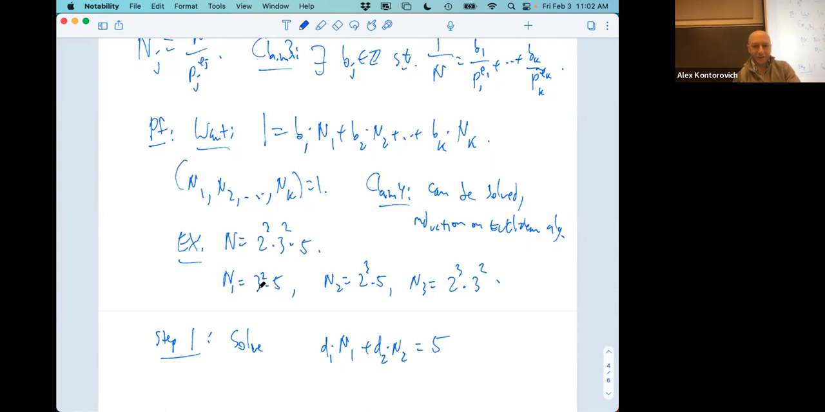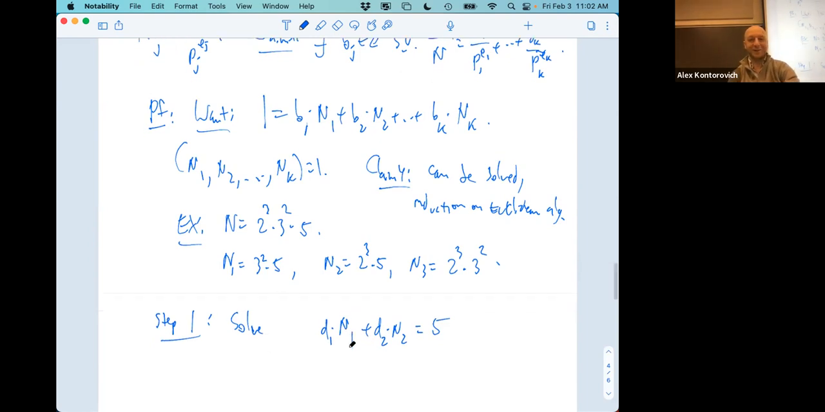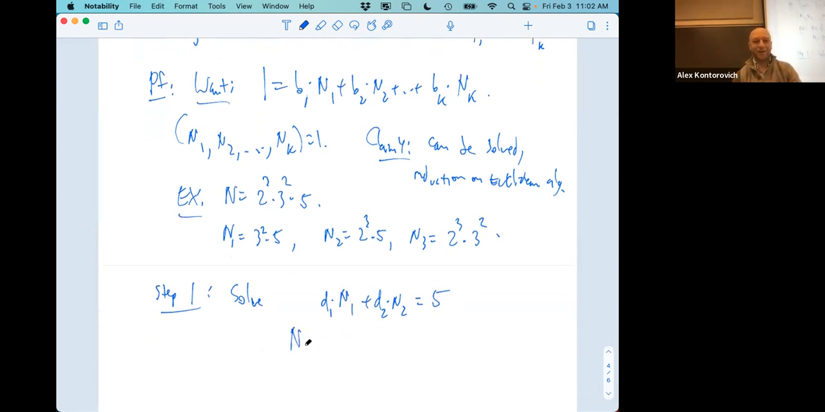So this is 9 times 5, and this is 8 times 5. So actually, that's easy to solve. N1 minus N2 is equal to 5. Right? 9 5s minus 8 5s is 1 5. Okay, and now this is co-prime to N3.